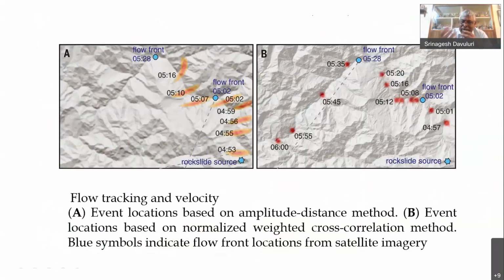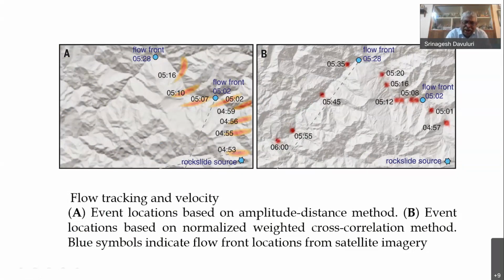And we were also tracking the flow and the velocity at different locations based on the seismic stations which we have. So the rock slide almost all happened around 4:53, and then we started seeing how the flow front is happening. These are all snapshots, based on the amplitude and distance method that gives you the velocity, where you can very clearly see how the flow front was moving. And by 5:16, we could see it reached quite a distance, and the flow front was mapped at 5:28 at this point.